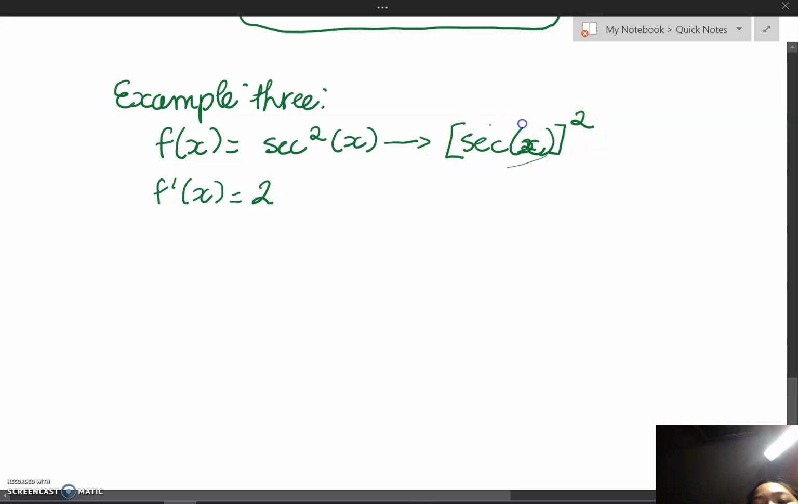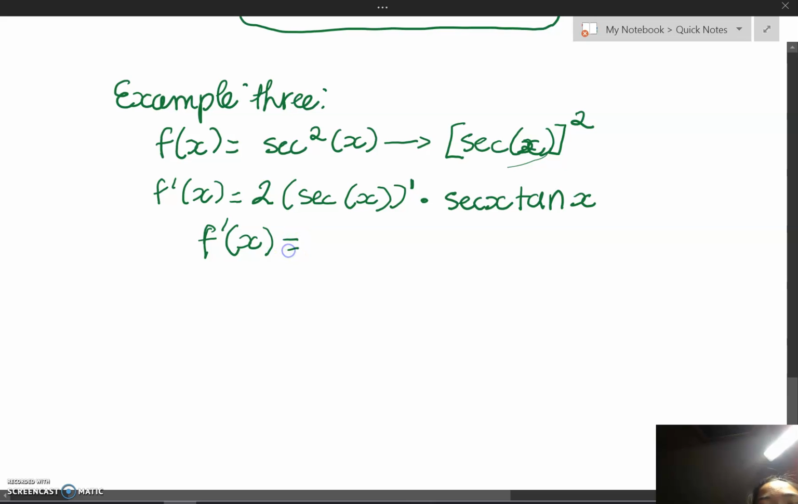So it's going to be 2, inside the parentheses stays the same, secant of x. And then the power decreased by 1, which is 1, multiplied by the derivative of inside the parentheses. So the derivative of secant, let me rewrite that, it's secant of x times tangent of x. So your final answer is going to be f prime of x equal to 2 secant squared of x times tangent of x.